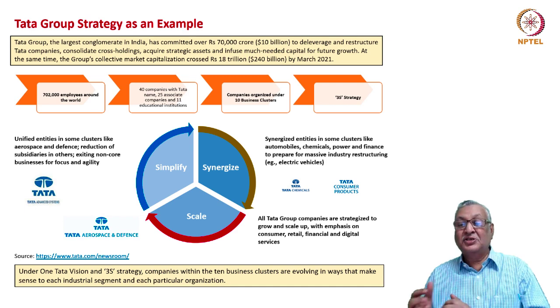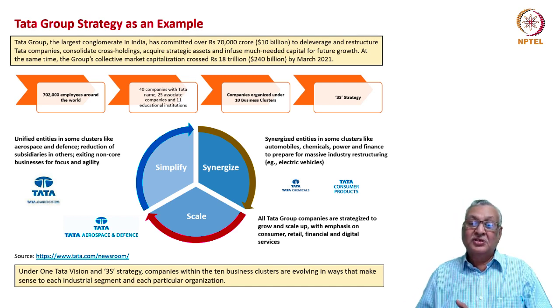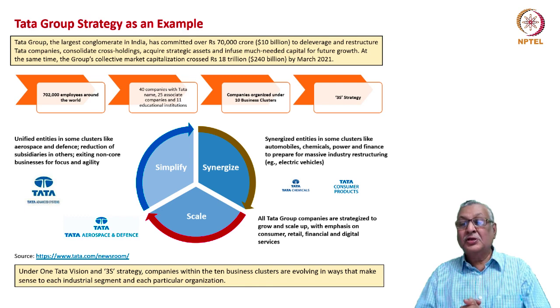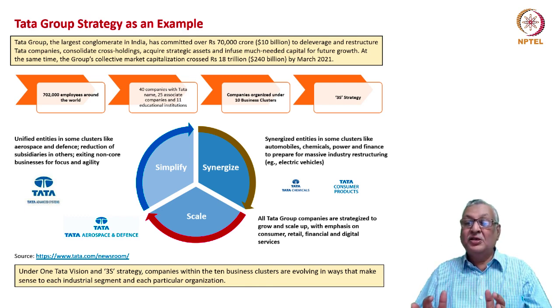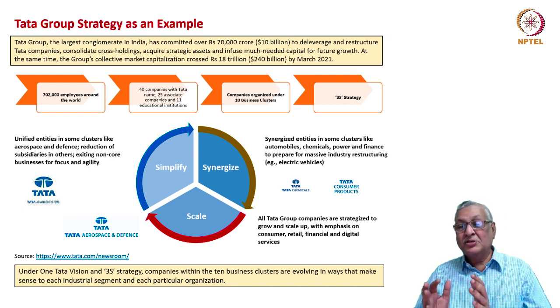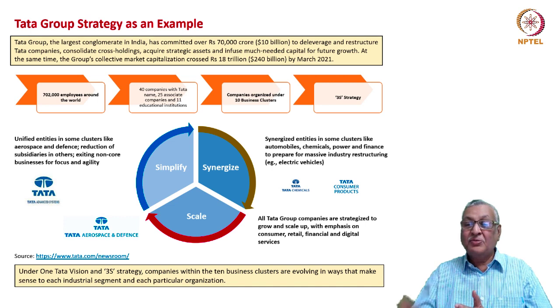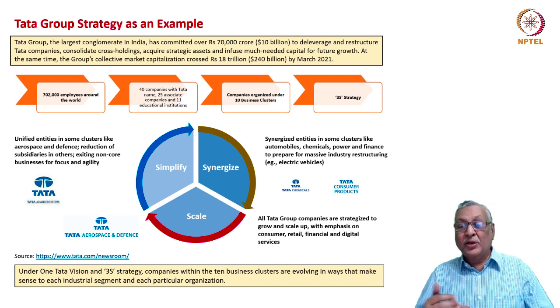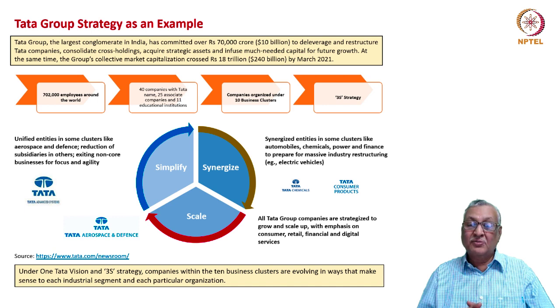It has also done synergization of the entities. In some clusters such as automobiles, chemicals, power and finance, they have done cross-holding transfers of products so that the industry benefits the company. That is, focus on the industry vertical helps the company focus in terms of business strategy and execution. This happened between Tata Chemicals and Tata Consumer Products. Tata Chemicals had several consumer brands. Those were given to Tata Consumer Products, and Tata Chemicals has been taken up for greater synergy with the automobile division to develop electric batteries and materials that are required for electric batteries.